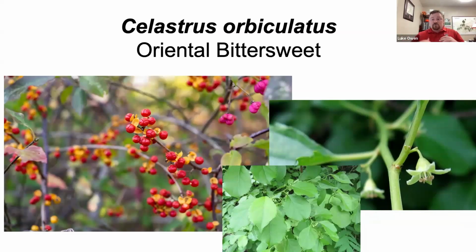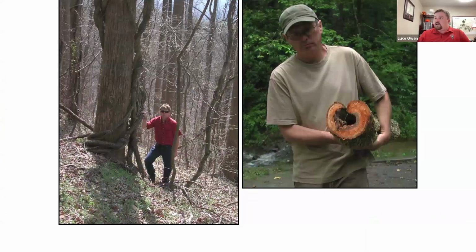This is a deciduous vine that's going to be vining up and down a lot of our native vegetation. You can see here what some of those vines look like. The girth of some of these vines is impressive to see, and it can really destroy a lot of native vegetation. It can pull down trees.